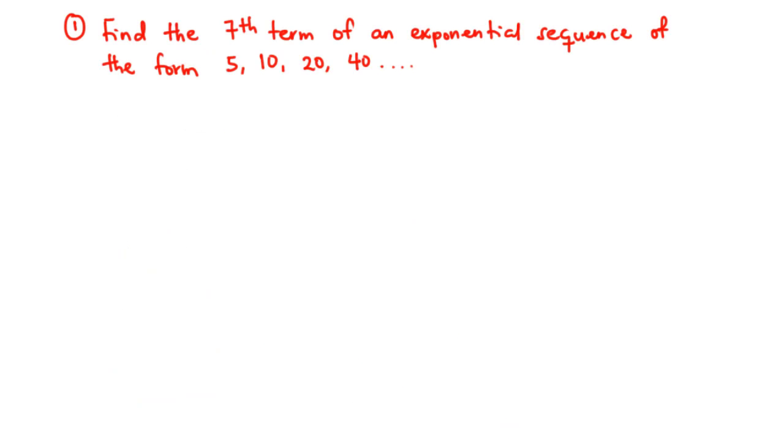So let's take our first example. Find the seventh term of an exponential sequence of the form 5, 10, 20, 40, and so on and so forth. We are going to find the seventh term of this exponential sequence. So we said that the general term of an exponential sequence is given by un equals a times r exponent n minus 1, where a is the first term, r is the common ratio, and n is the number of terms.